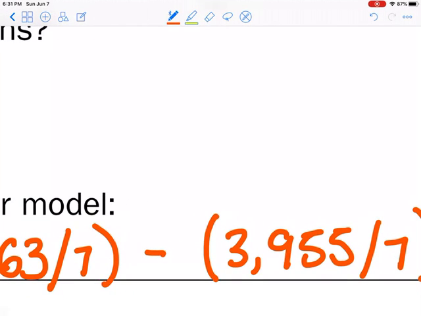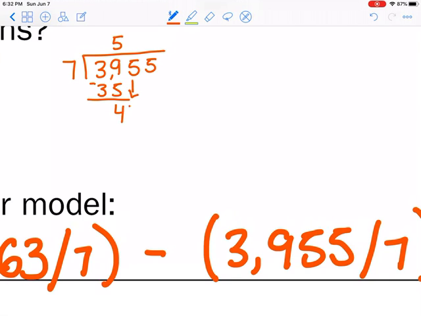Now let's see how much the Merman family used. So theirs was 3,955 divided by 7. So 7 can't go into 3, so you're going to have to make it 39. Now 39 cannot go evenly into 7, but you can get close by doing 7 times 5. So my 5 is going to go above my 9, and I'm going to put a 35. 39 minus 35 is 4.